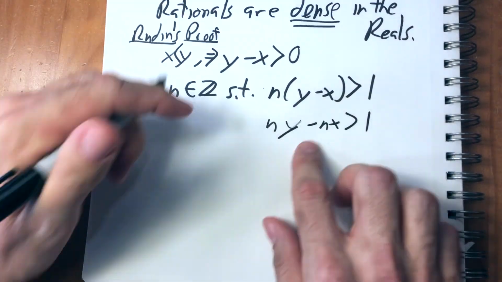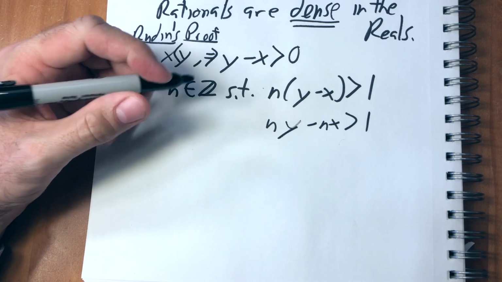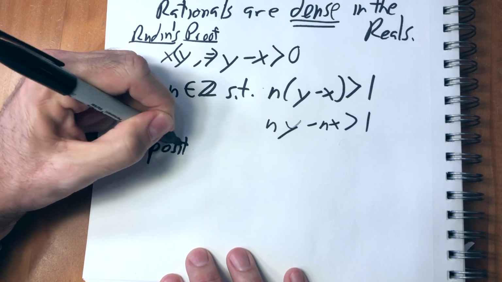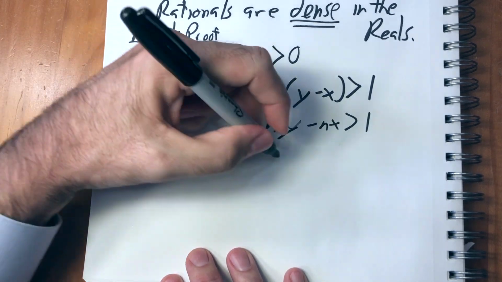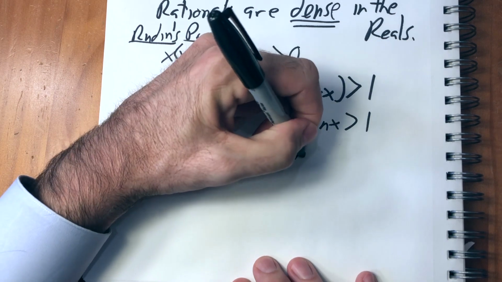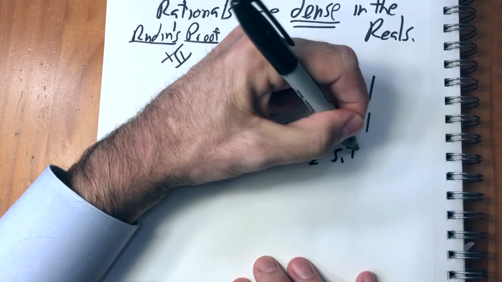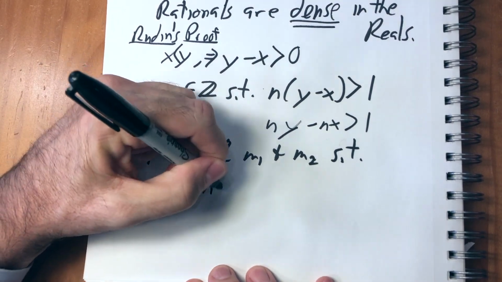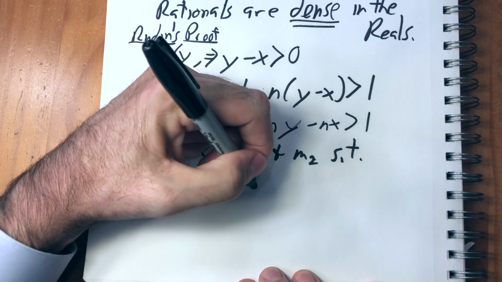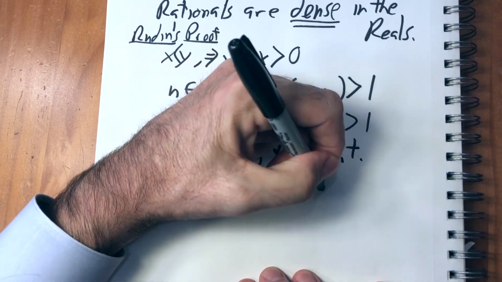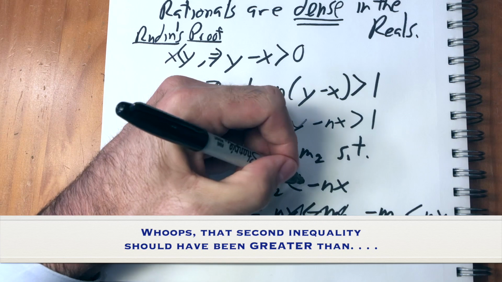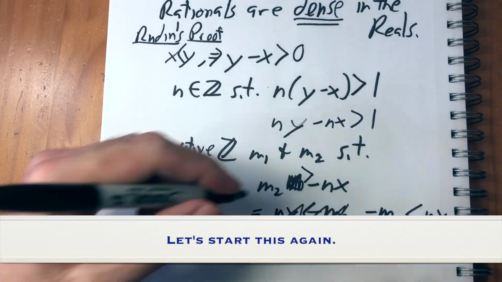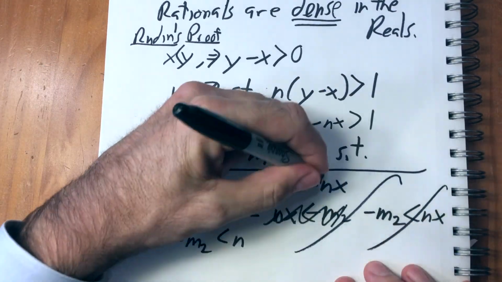So if we use the Archimedean property again, we can find two positive integers, m1 and m2, such that m1 is greater than nx, and m2 is less than minus nx. Oh, this is the mistake I made here. Sorry, I screwed up here. Let's forget this. Let's do this on the next page.